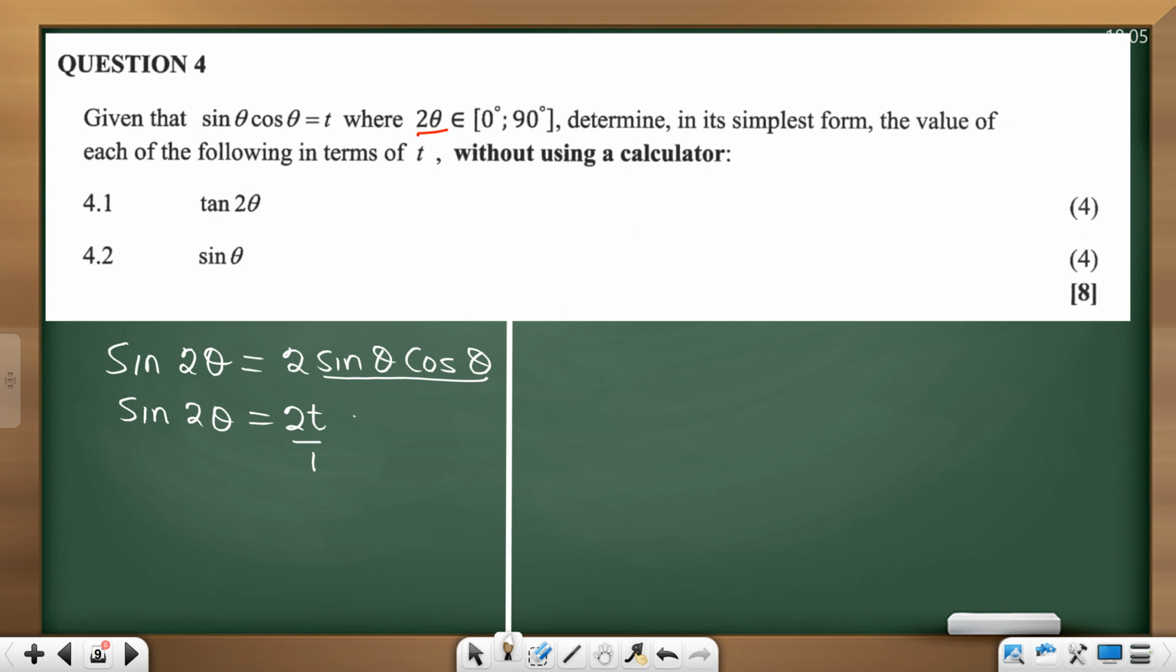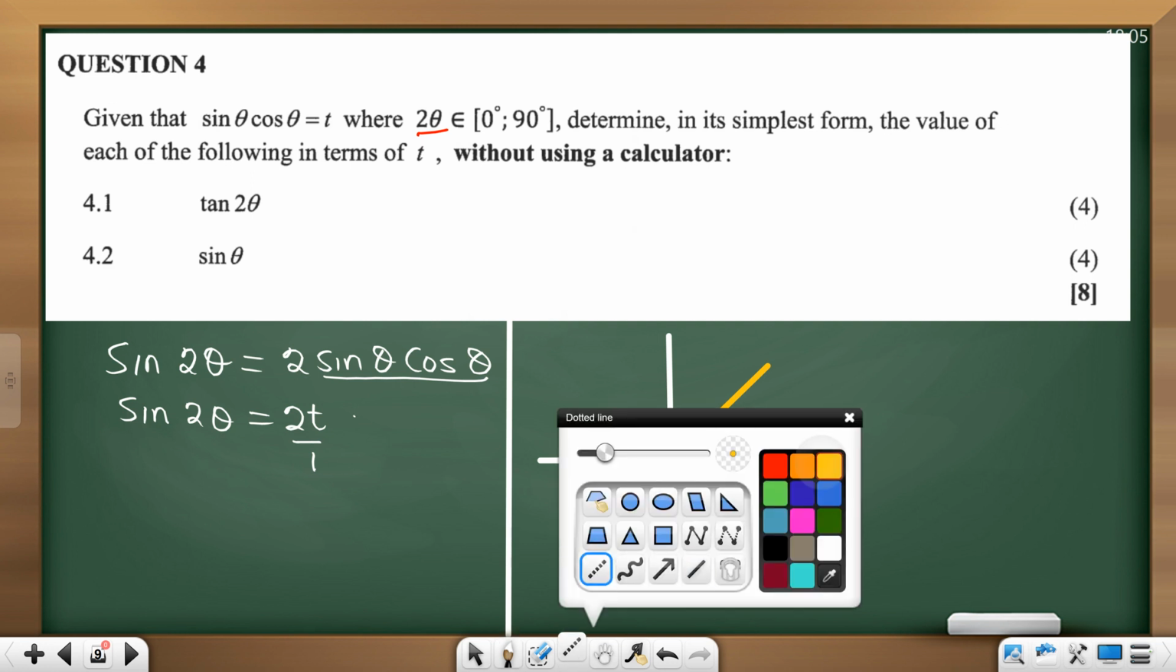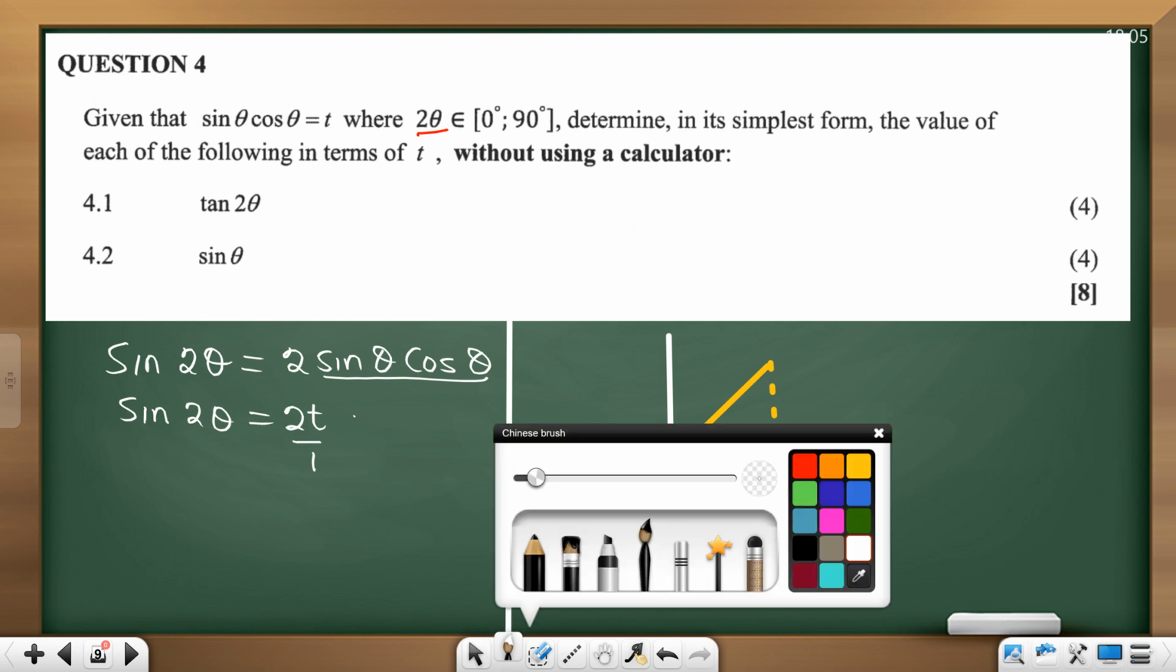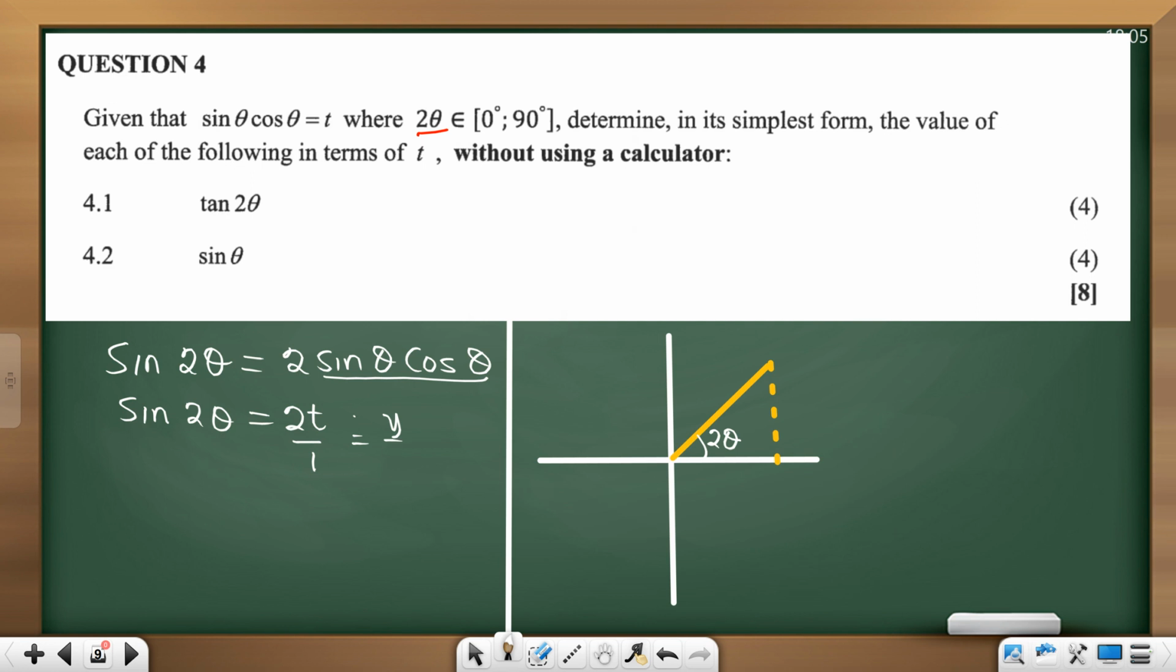And now they told us that 2 theta, do you see the examiner says work with 2 theta. 2 theta is between 0 and 90. Which quadrant? The first quadrant. And what is the angle? I told you the first thing is your right angle. And after that, what is next? Pythagoras. But wait, we know sine 2 theta. Do we know sine? Opposite over what? Hypotenuse, or we know it as y over r. Whichever one works for you. Doesn't matter.